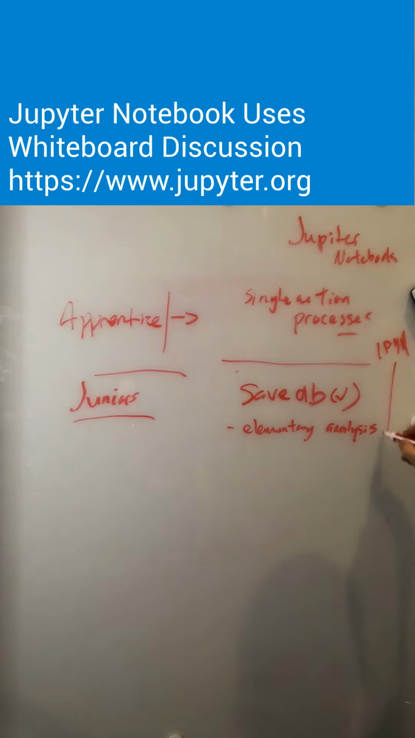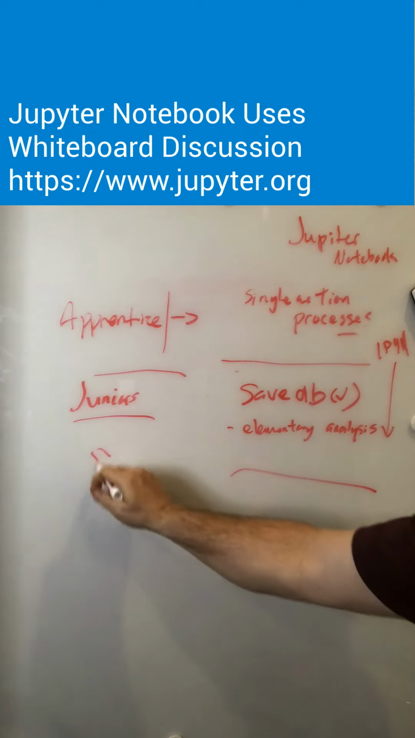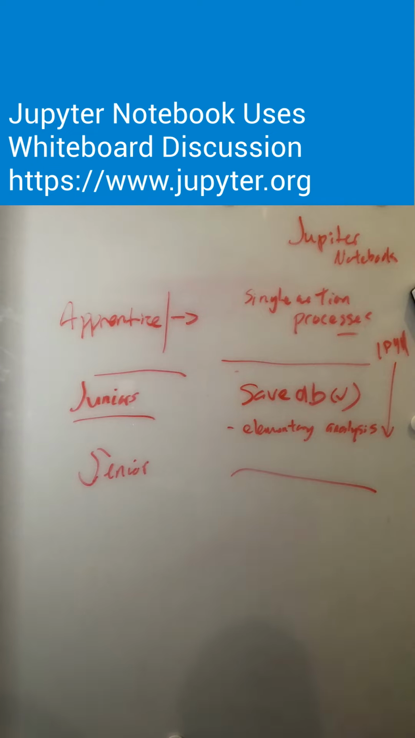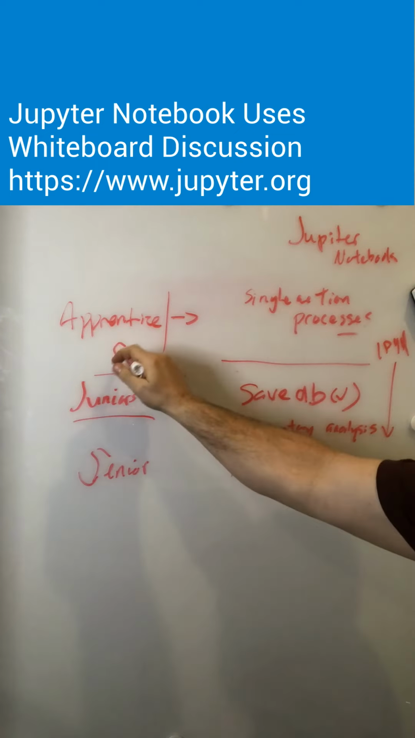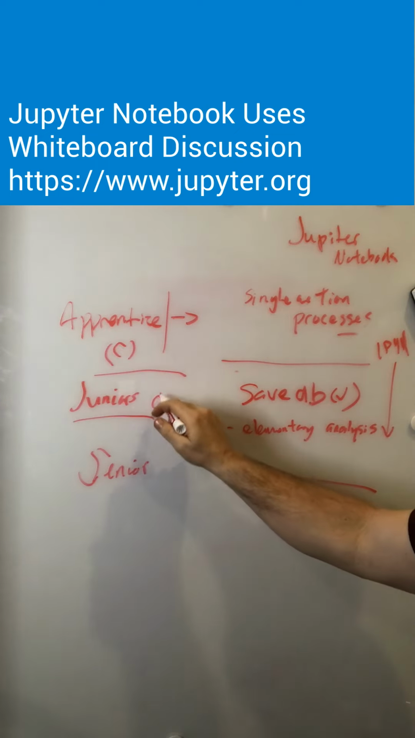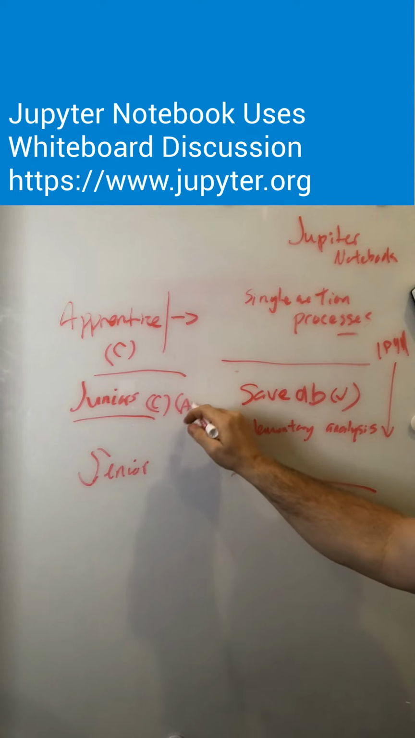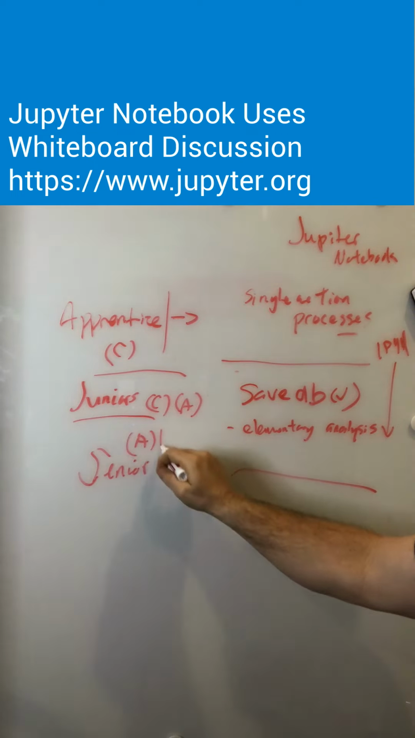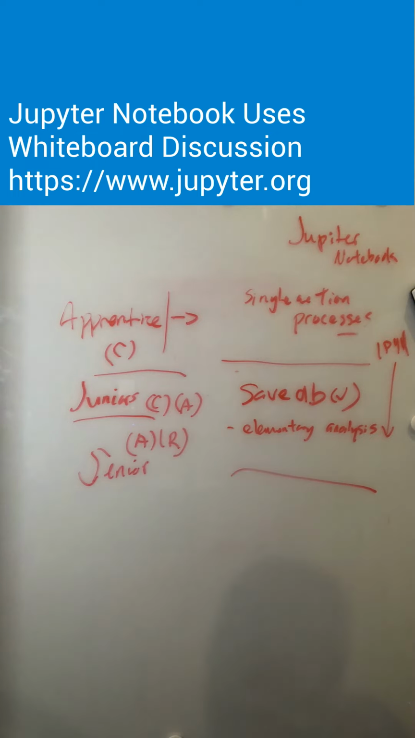Or they may pass their file over to a senior, who's going to not only do collection. If I had to categorize things, apprentices are doing collection, juniors are doing collection with a little bit of analysis. Seniors are mostly doing analysis with some reporting. So it starts really growing here.